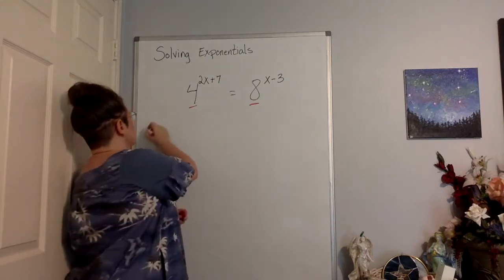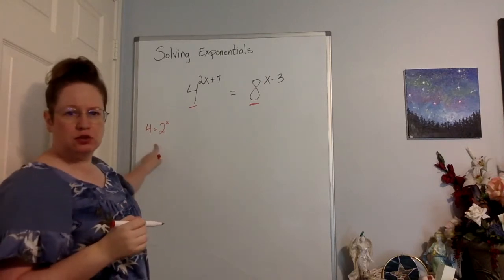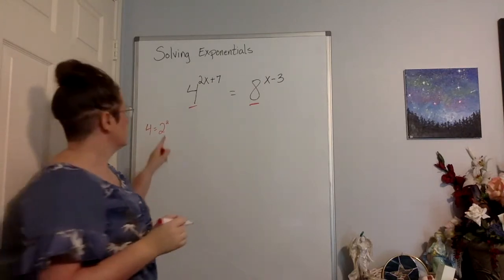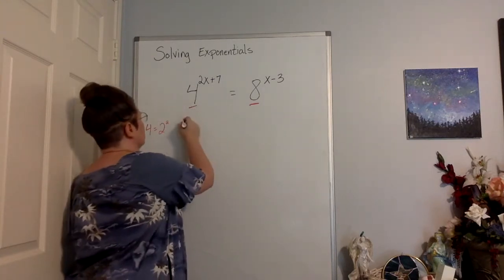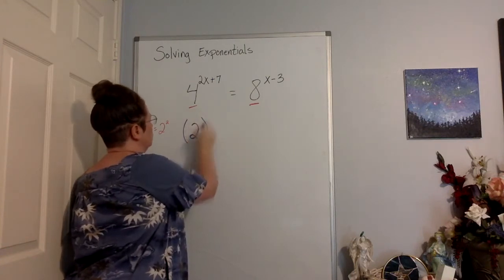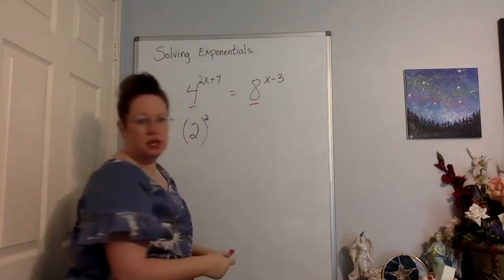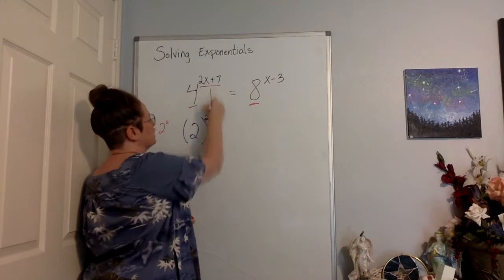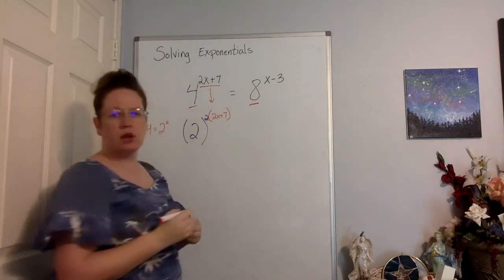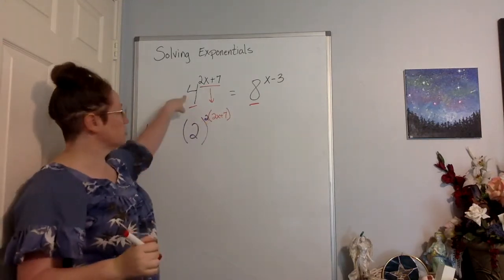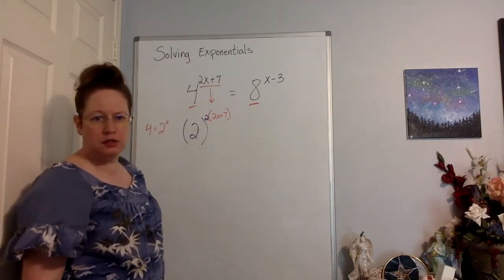Let's think about this. 2 times 2, which is the same thing as 2 squared, gets me 4. So I could write this equation as 2 squared. But notice we still have that exponent. It's got to come down. So I'm going to put parentheses and put 2x plus 7. Just drop it down, because 2 squared is 4, and I just put the exponent on there. Not a big deal.